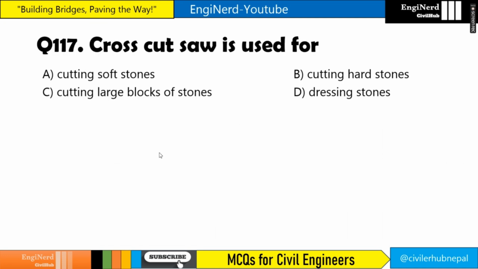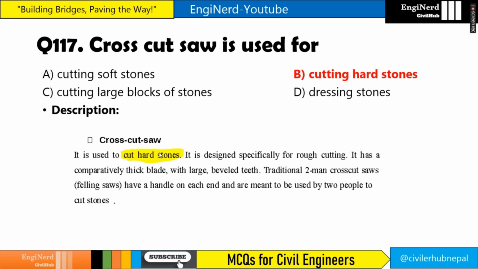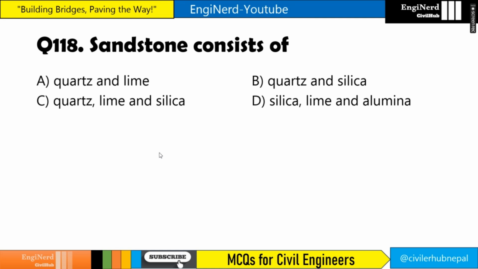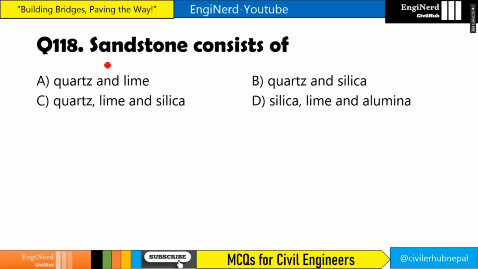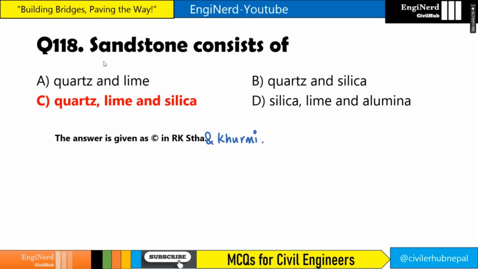Crosscut saw is used for cutting hard stone, right? So it is used to cut hard stones. Sandstone consists of quartz, lime, and silica, right? Option number C. If you see here, sandstone consists of quartz or sand cemented together with lime, magnesia, alumina, iron, or oxide of iron, or mixture of all, right? So answer would be quartz, lime, and silica, right? And the answer is given in Archestrata also and Khurmi also. The answer is given as C.